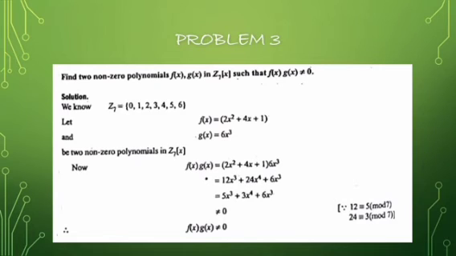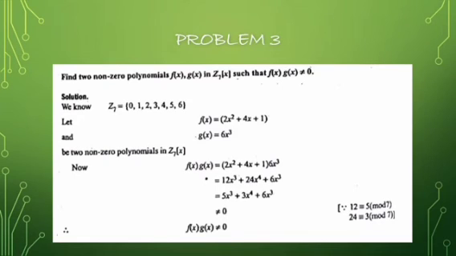Now you might ask me, there is a big question arising here for the students. How can I write this as 2x square plus 4x plus 1, and how could I write the other as 6x cube? Will it satisfy? My only concern here is that it is absolutely your wish. You can choose randomly any two polynomials of your kind, so that they belong to Z7.